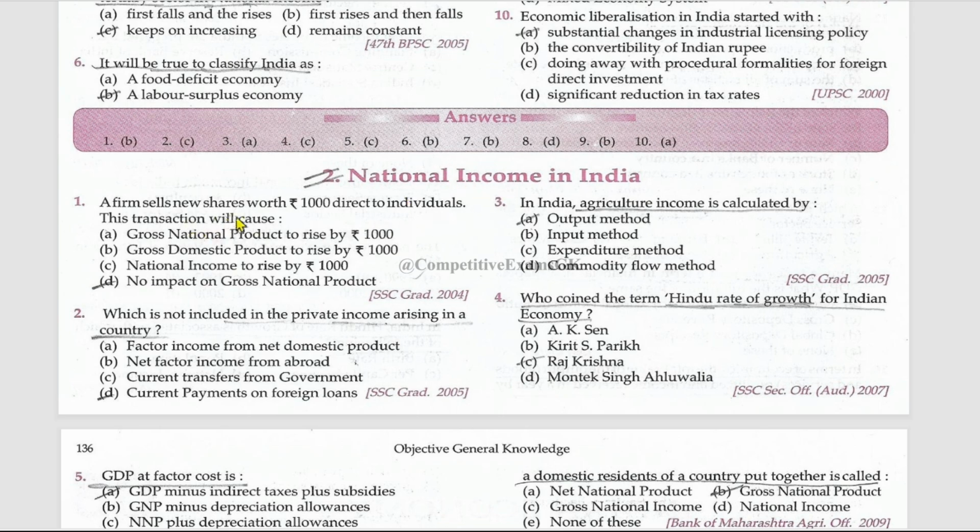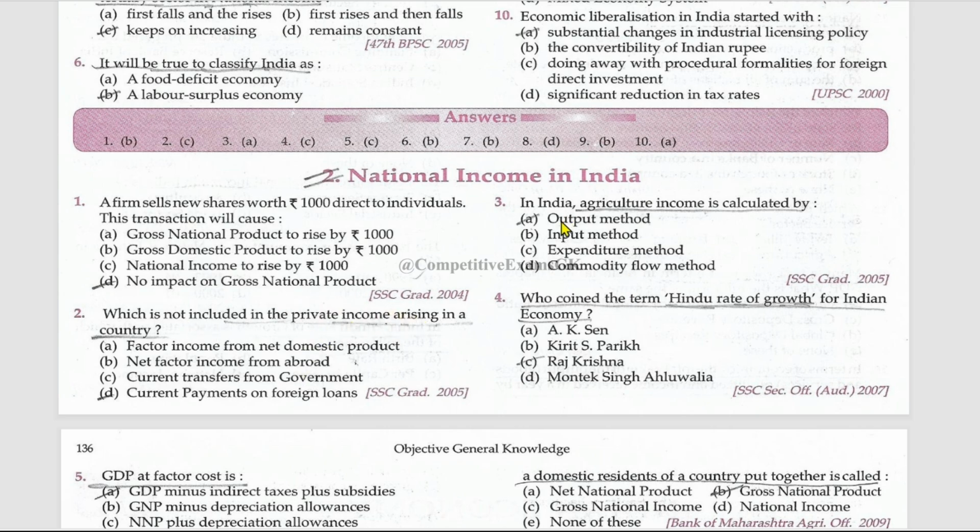Second chapter is national income in India. A firm sells new shares worth 1000 rupees directly to individuals. This transaction will cause no impact on gross national product. Which is not included in the private income arising in a country? Current payments on foreign loans. This is not included. Other factor income from net domestic product, net factor income from abroad, and current transfers from government, these three are included in the private income arising in a country.